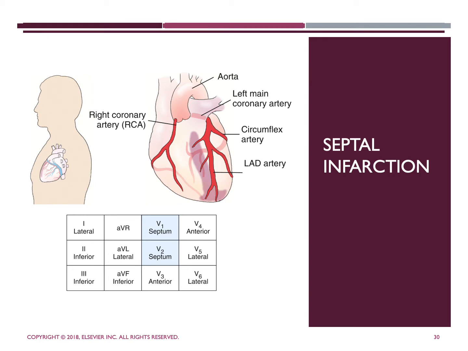Now we're going to be talking about a septal infarction. The septum, which contains the bundle of His and bundle branches, is normally supplied by the LAD artery, which remember stands for left anterior descending. Because leads V1 and V2 face the septum, ECG changes of infarction are seen in these leads if the site of the infarction is limited to the septum.